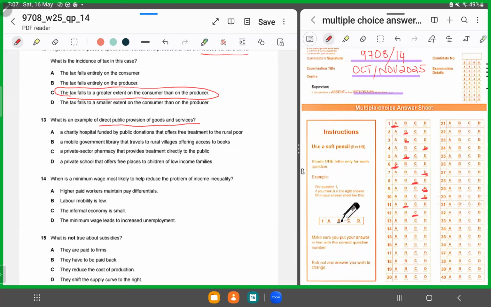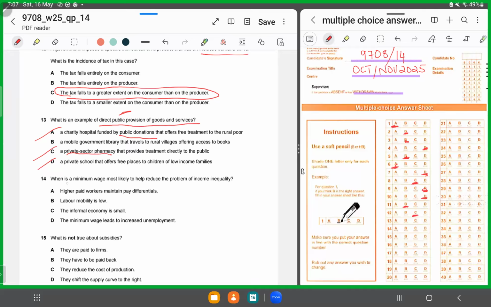That means something which is directly being provided by the government or the public sector. Now, A says a charity hospital funded by public donations. Now, if it is a publicly donated hospital, then again, it's no role of the government, right? Because the general public or the citizens are providing it, so it's not correct. D says a private school, again, we want public, we want government. A private sector pharmacy, again, it's incorrect.